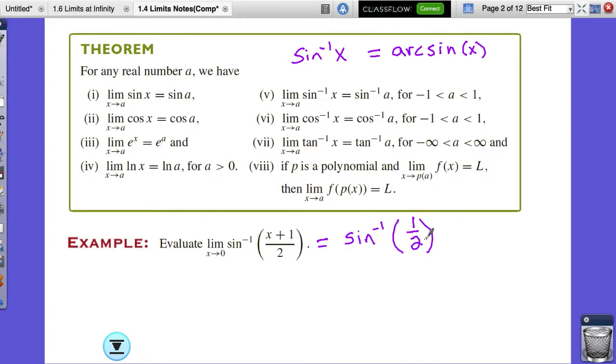And so now I'm just trying to figure out, all right, what angle or what radian value has a sine of 1/2? Anybody remember? Pi over 6. Yeah. Pi over 6.